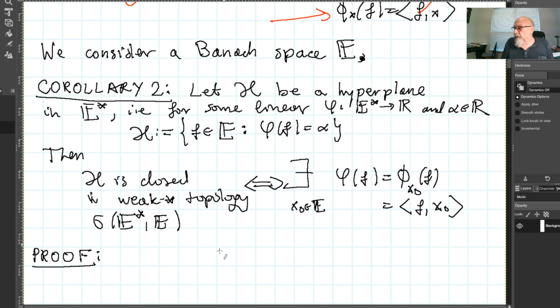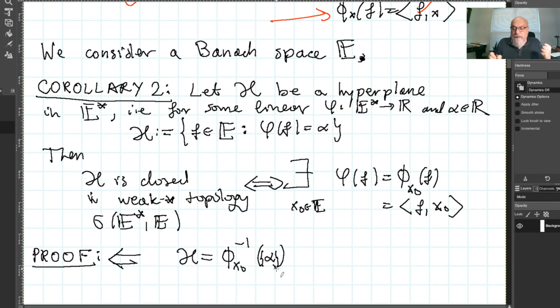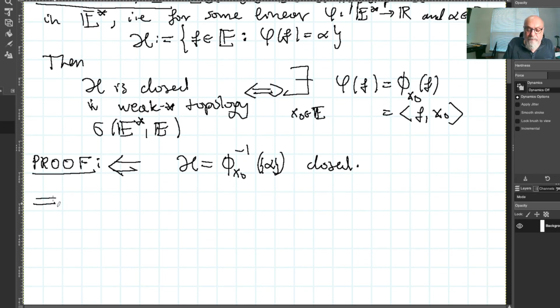Notice that one of those implications is trivial, so there is nothing to prove. Look carefully: if you know that this functional phi is of this type, then of course it is continuous with respect to the weak star topology, and in this case the continuity implies that H, which is equal to phi x naught inverse of the value alpha, where alpha is a single point, so it's a closed set, is closed. So basically that's the proof.